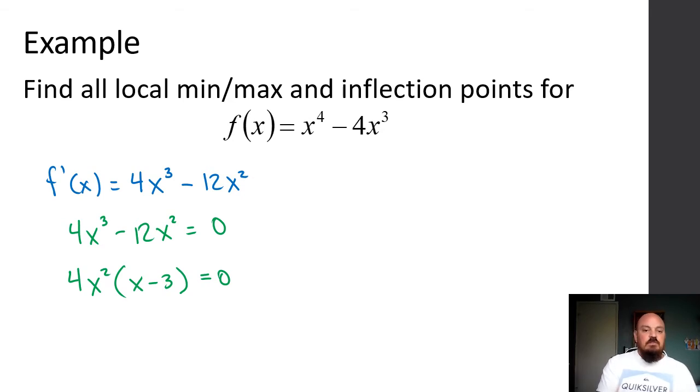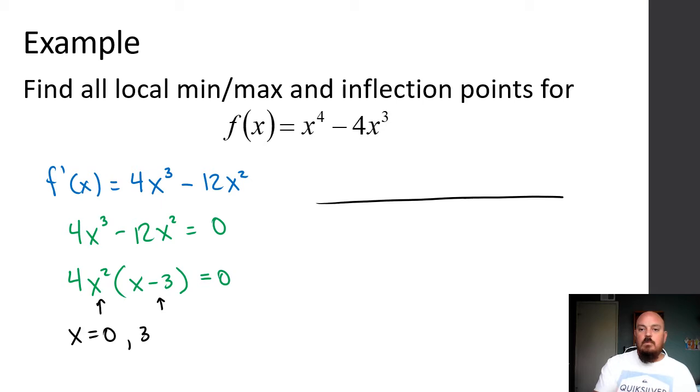So I get two critical values here. I get x equals 0 from the x squared that I factored out from right here, and I get x equals positive 3 from the x minus 3. So let's put those two on a number line. Here's my number line. Let's say 0 is here and 3 is here, and split up our number line like that.